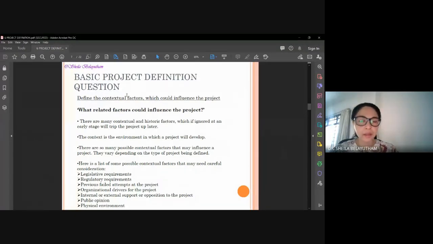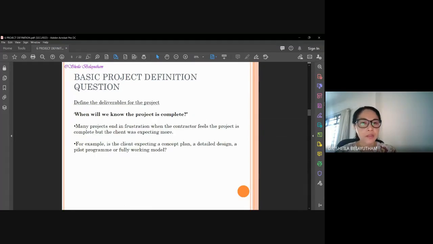It can be anything that could influence the project before the project could be deemed feasible to be executed. Then the deliverables will be the output: what is expected, what the client would expect from a project.